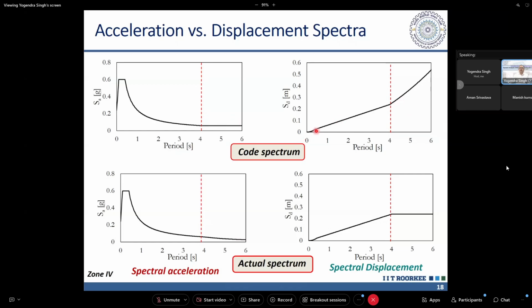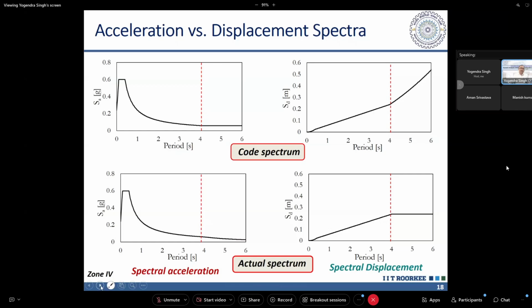So in our code, if I convert the response spectrum given in our code to the displacement spectrum, then beyond 4 seconds the displacement is going to increase parabolically, a very high increase. Whereas in reality, after this, it is the displacement control range, so it should be proportional to 1 upon T square, and the displacement should become constant. So at longer periods, this displacement should have been constant, but currently, if we follow the response spectrum of our code, it will indicate that the displacement is increasing tremendously in a parabolic fashion.